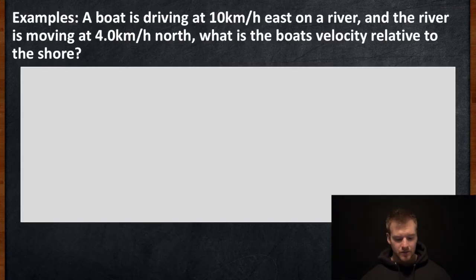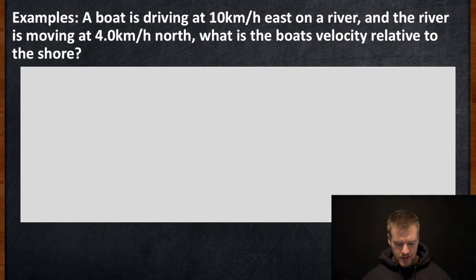So let's do an example of this. A boat is driving at 10 kilometers per hour east on a river, and the river is moving 4 kilometers per hour north. What is the boat's velocity relative to the shore? So I'm saying relative to a stationary shore. Sometimes people get tripped up on those words. What I mean is, if it's going at 10 kilometers per hour on the river, relative to the water, it's just going 10 kilometers per hour. But since the river is moving as well, if I'm comparing it to the shore, something that's not moving, I need to consider both of these velocities together. So that's what I mean by relative to the shore, relative to something stationary.